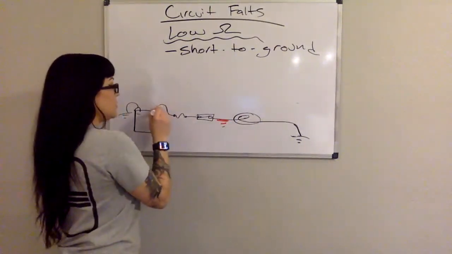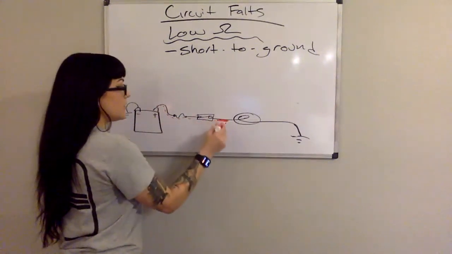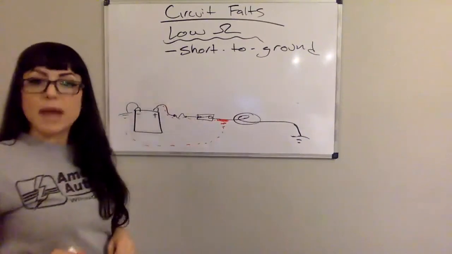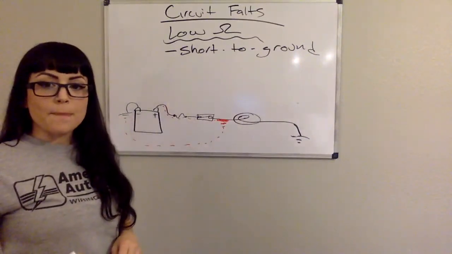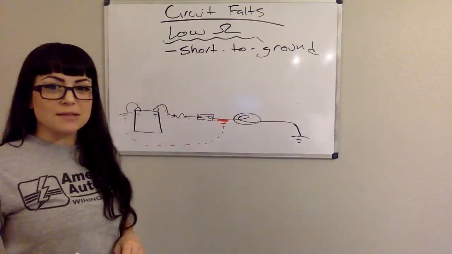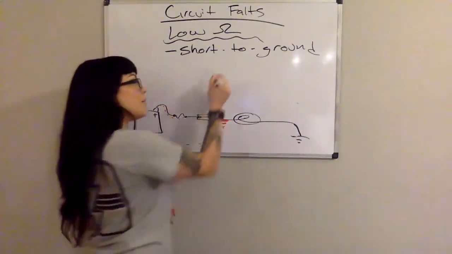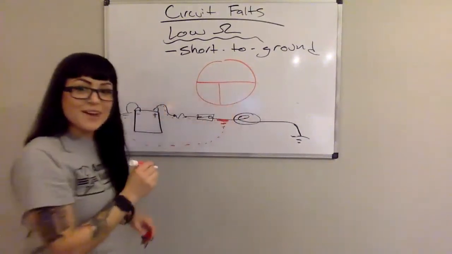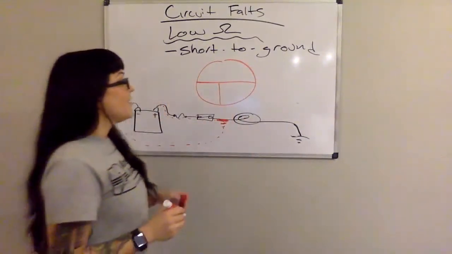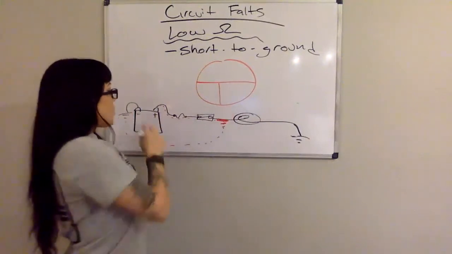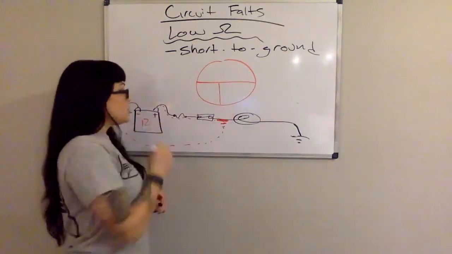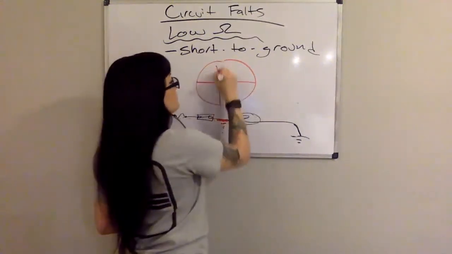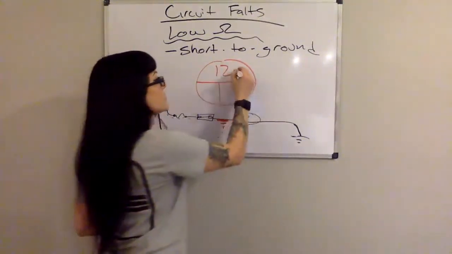If our electricity has that option and goes straight back to ground, back to the battery, bad stuff happens, and here's why. I'm going to bust out our handy dandy Ohm's Law pie chart again, the one that you guys love. We know that in our car battery, it's generally going to be 12 volts. Yeah, 12.6, not including charging voltage. So that's our 12 volts.